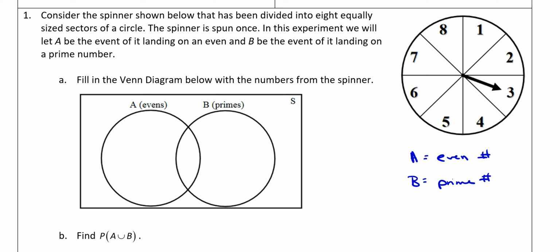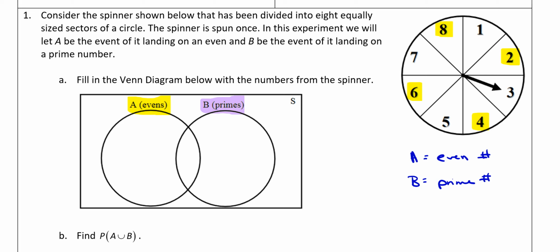The first thing we're going to do is fill in the diagram below with the numbers from the spinner. So A is evens. Our even numbers, of course, are going to be 2, 4, 6, and 8. Those are our evens. And our prime numbers, remember prime is defined as being divisible by itself and the number 1.